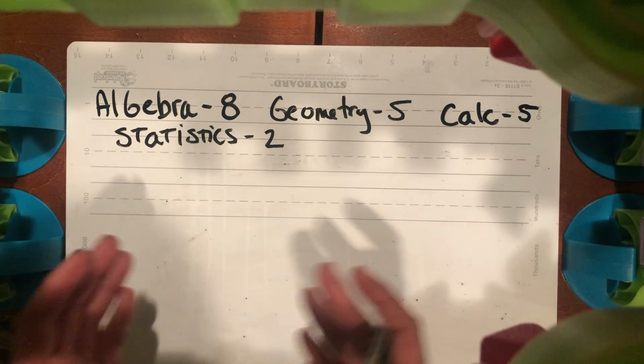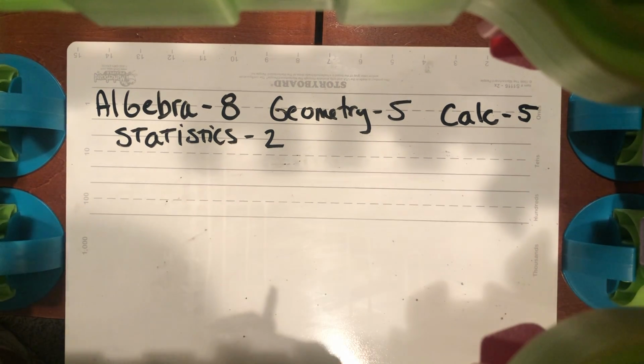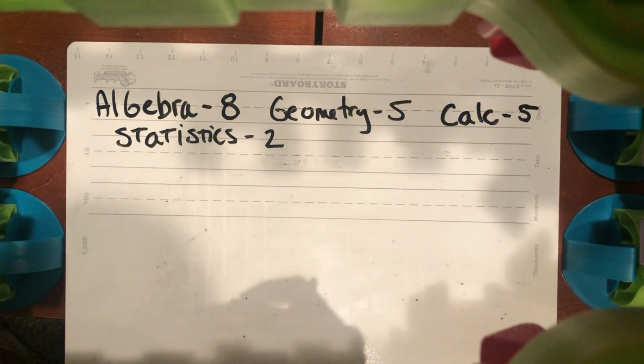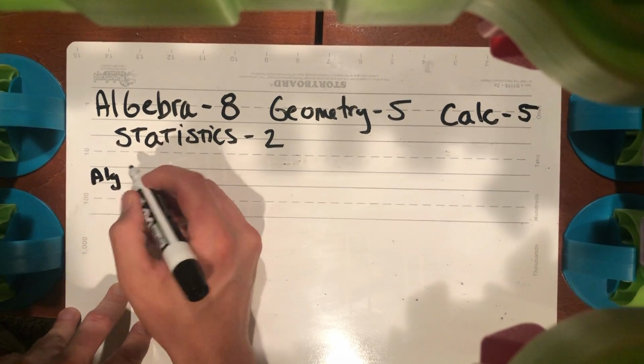are you currently taking? Algebra, 8 students, geometry, 5 students, calculus, 5 students, statistics, 2 students. So when we ask these 20 students what class they were in, these are our results. And that's your first step, is to get a tally for each category. Your second step is to then determine a fraction.